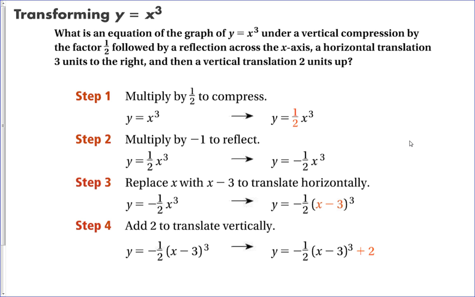A compression, you multiply by a fraction. A stretch, you multiply by a number greater than 1. To reflect across the x, you multiply the whole thing by -1. Horizontal translations, you add or subtract directly to the x, like we did here. We're subtracting directly with the x. And vertical translations, you add or subtract to the entire function. All right.